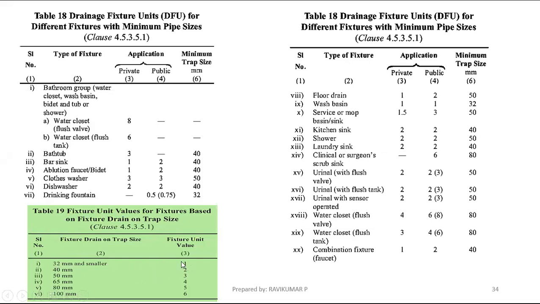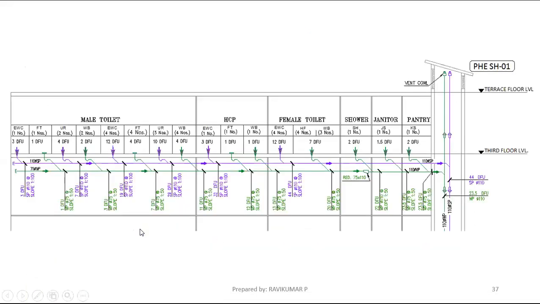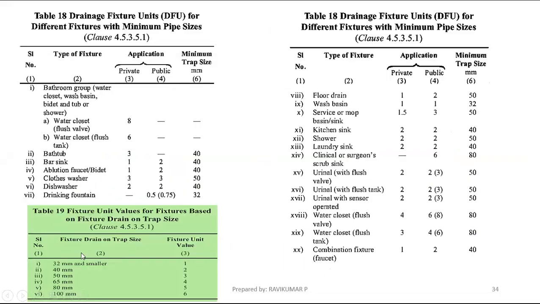That amount of outlet means one fixture unit you take. A 40 mm outlet means two fixture units you have to take. A 50 mm outlet means three fixture units you have to take. Like that they have provided, but we never use this table.